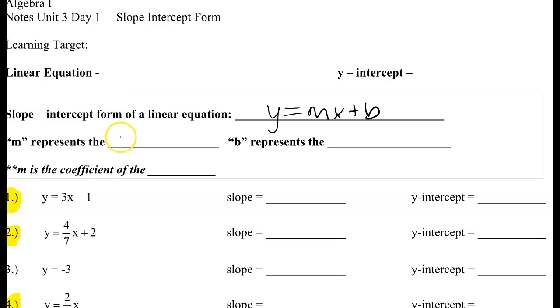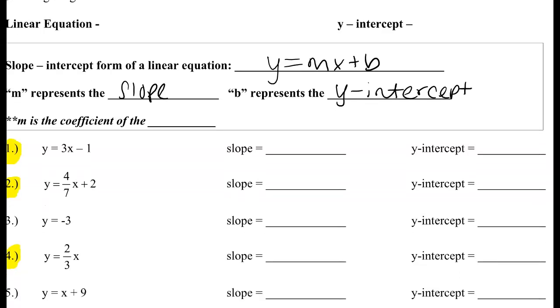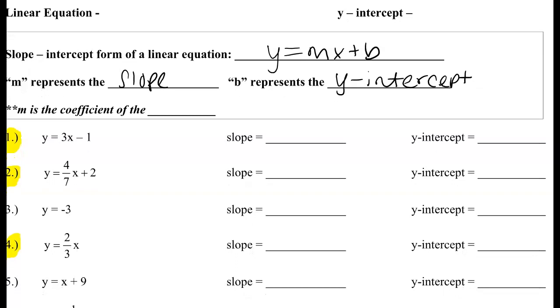M represents the slope of the equation, so we're talking rise over run, and b represents the y-intercept. Okay, so m represents the slope, b represents the y-intercept, and we are going to talk about how you take an equation, figure out what is the slope, what is the y-intercept, and then actually put it on the graph. So for some of these questions down here, I highlighted a few. We won't do every single one of them.